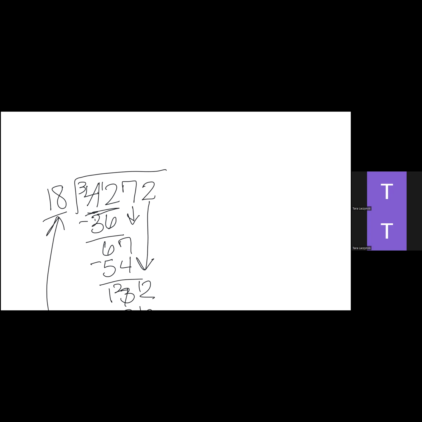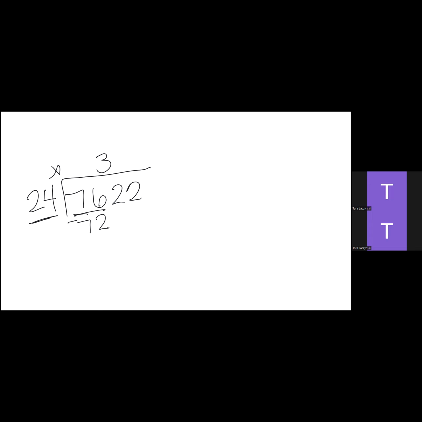All right, we're going to keep moving right along. We have one more for this page. And the last one that we have for here is 7,622. We're dividing this by 24, starting off 24 into 7. No way. 24 into 76. Absolutely. 3 times. 3 times 24 gives us 72.